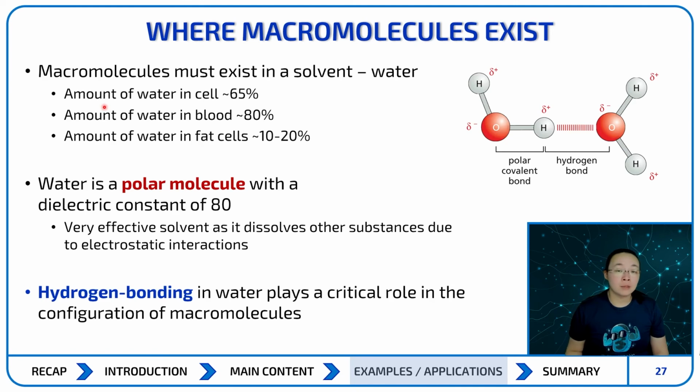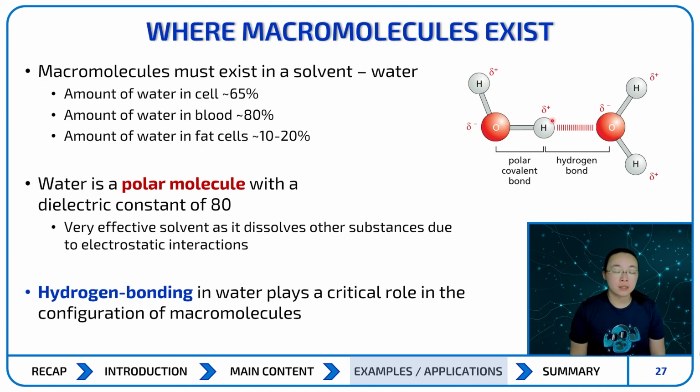The amount of water in blood is 80%, like from our previous studies of the cardiovascular system. The amount of water in fat cells is a little bit less, 10 to 20%. But overall, there is a lot of water in a living organism. And because of that, your macromolecules must exist in a water-like solvent. So we can assume that when we're modeling all of these different macromolecules, they exist in bulk water.